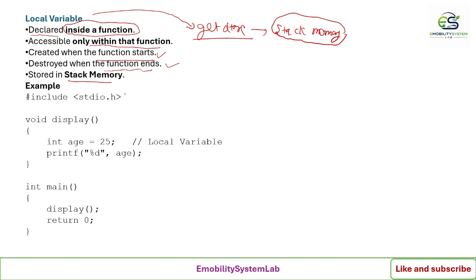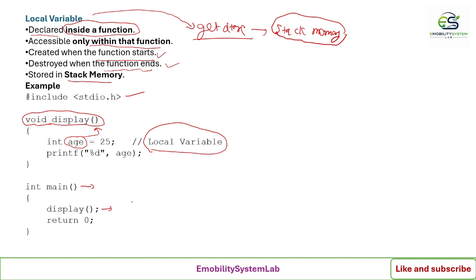Here you are able to see the library that we have included, the standard input output library. Now here we have created one function, display, and inside the function we are taking a variable. This variable has been created inside this function, and that is why this variable is called a local variable. And in the int main function you are calling this display function.